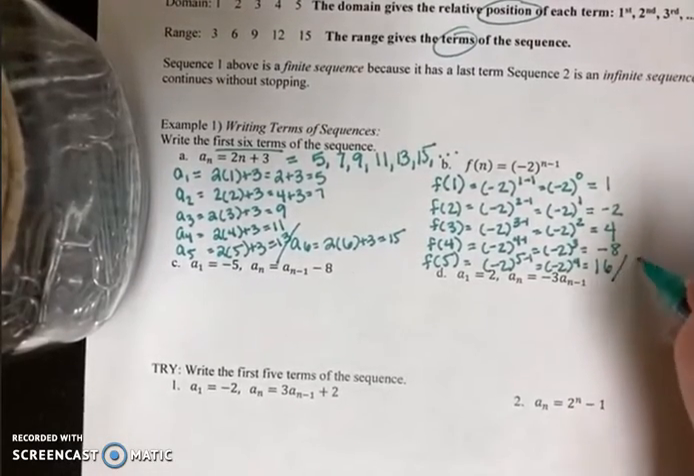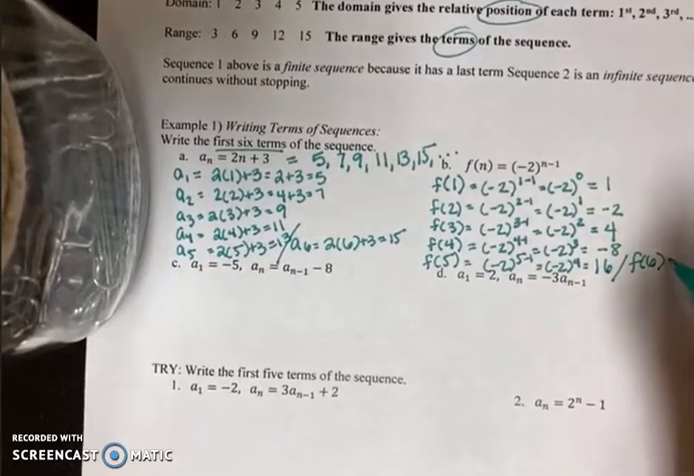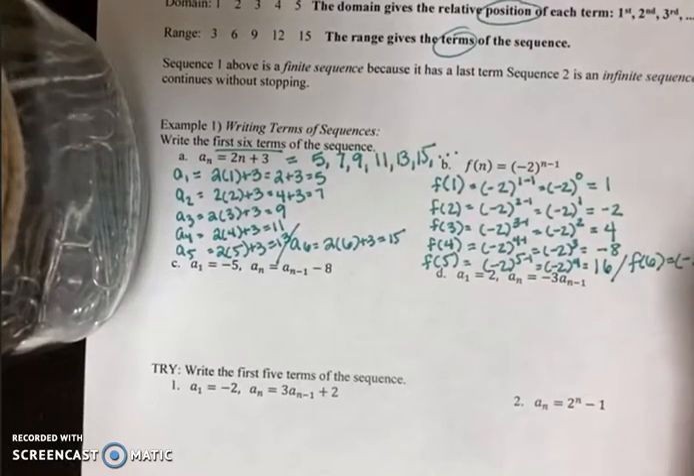Last one, we need to find f of 6. That's negative 2 to the 6 minus 1, or negative 2 to the 5th power. Because it's an odd exponent, I know that the solution is going to be negative. So that's going to be a negative 16 times 2, which should be 32.